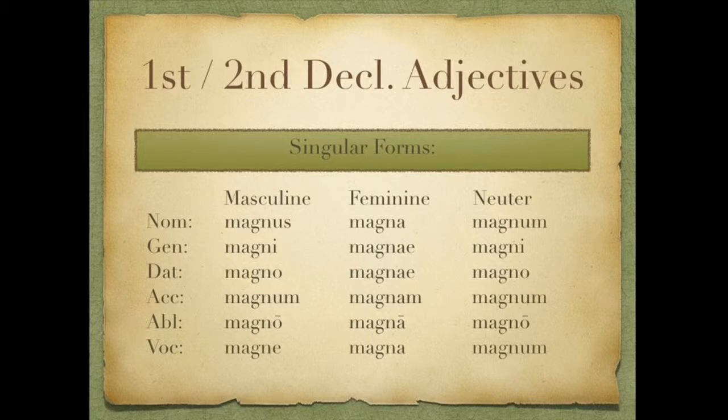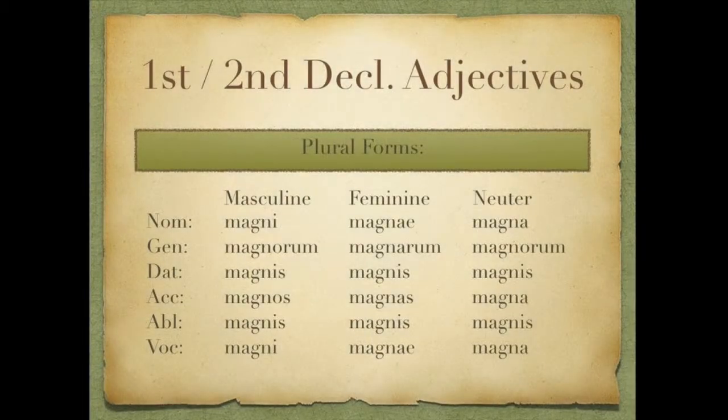So nominative, magnus, magna, magnum, genitive, magni, magnae, magni, dative, magno, magnae, magno, accusative, magnum, magnam, magnum, ablative singular, magno, magna, magno, and then the vocative, magne, magna, magnum.